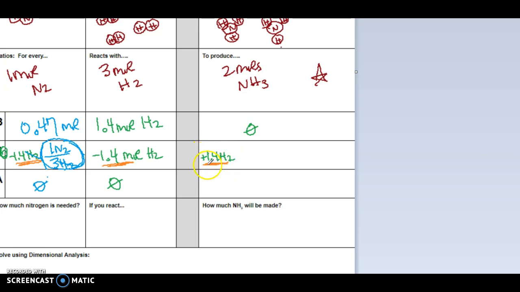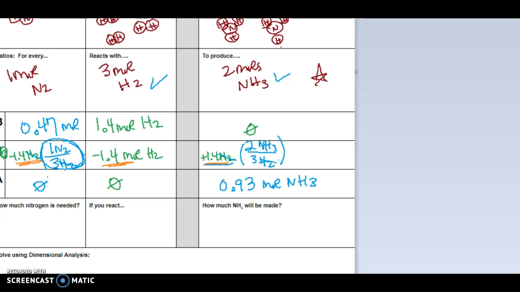On the product side, I start also with 1.4 H2s, and I know every time there are 3 H2s that I use, I'm getting 2 NH3s out of that. So the H2s are going to cancel. So now I'm going to get basically 2/3 of that, or 0.93 moles NH3.